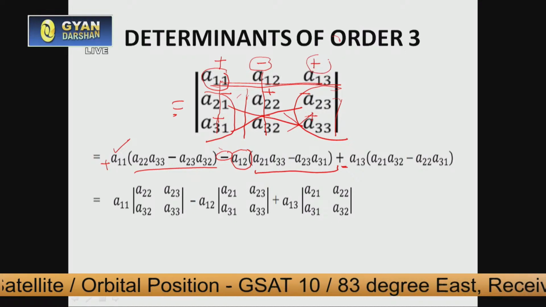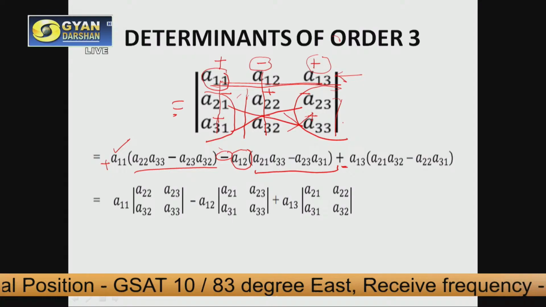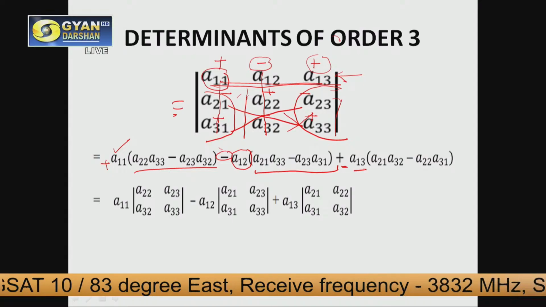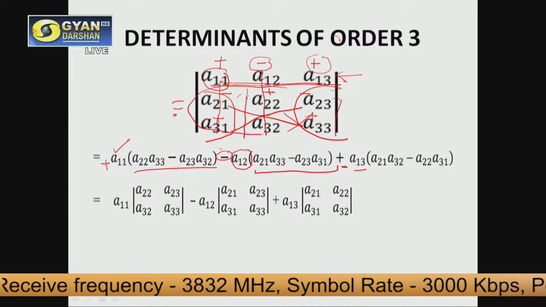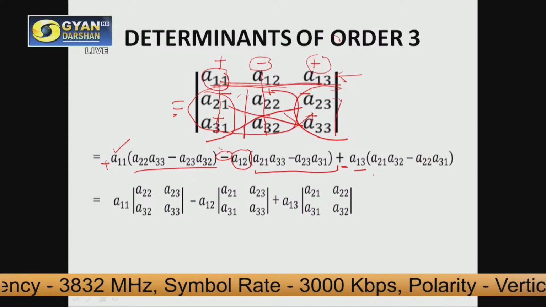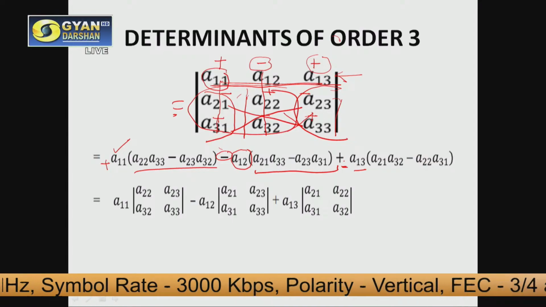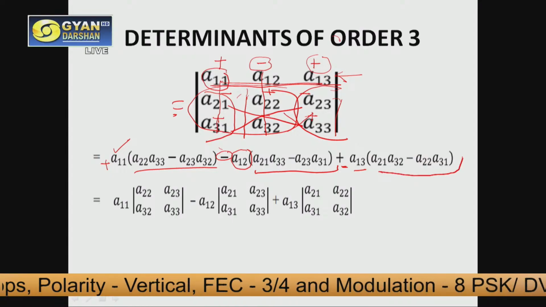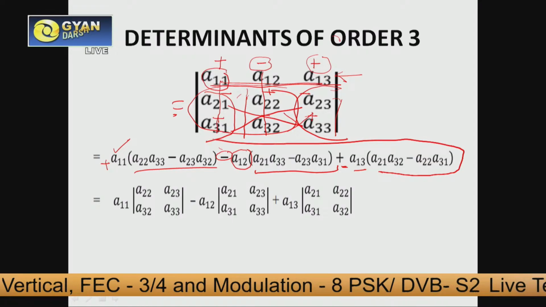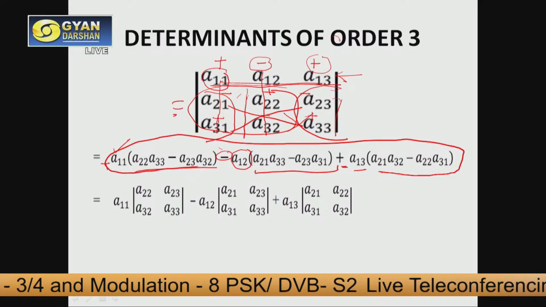The last expression has a positive sign, and the number is a13. So a13 is written over here. The remaining elements are these, so that means a21 into a32 minus a22 into a31. So this is the final. Overall, the solution of this determinant is given by this expression.